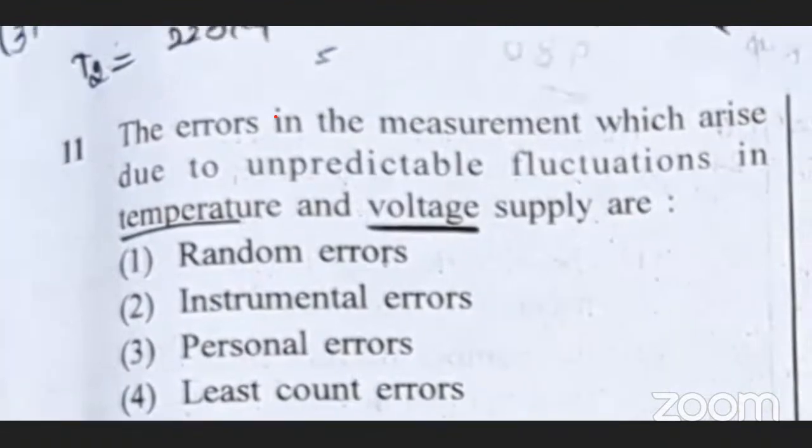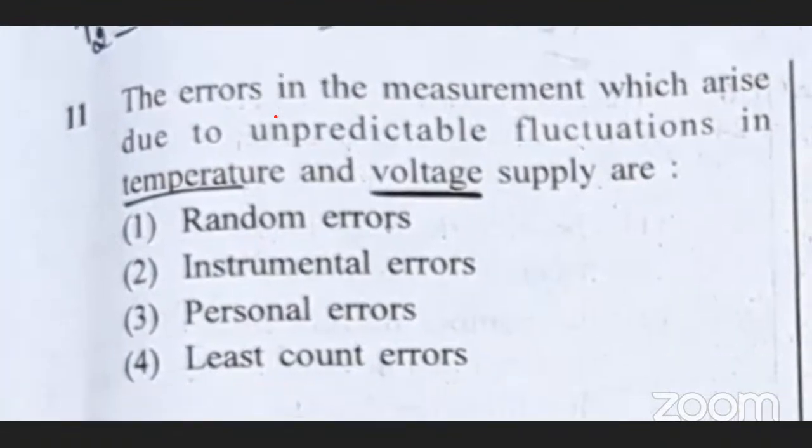And the 11th question is a direct question. The error in the measurement which arises due to unpredictable fluctuation in temperature and voltage supply. This is due to unpredictable temperature and voltage supply, so this is due to the random error, not because of instrumental or personal or least count error. This is only because of random error.